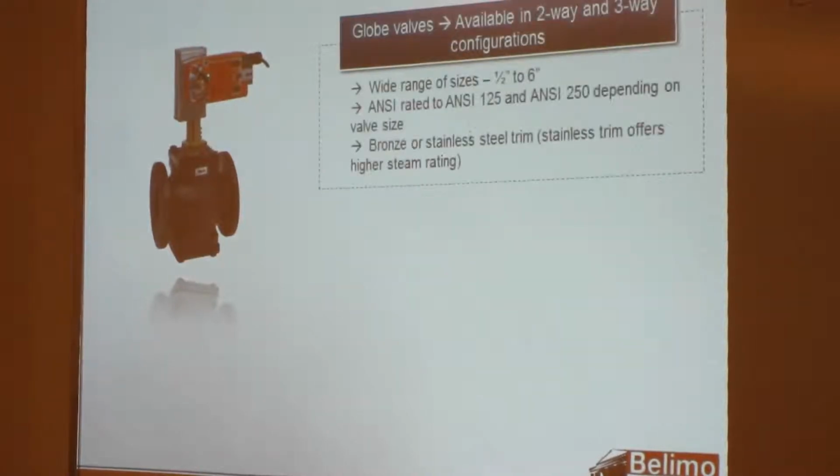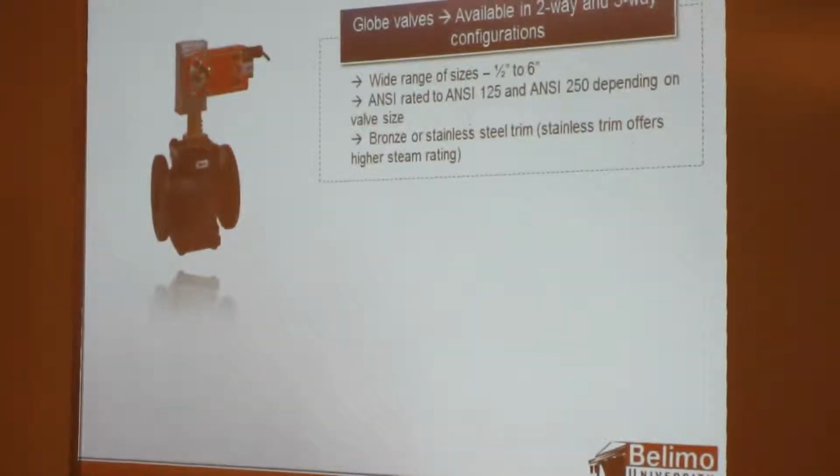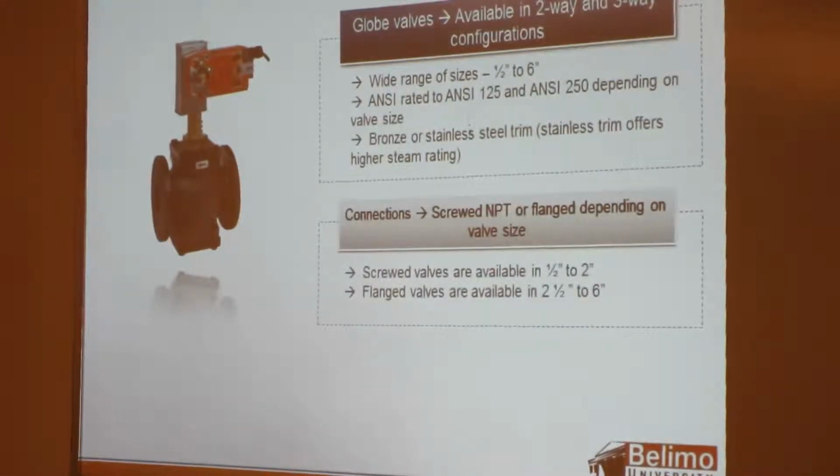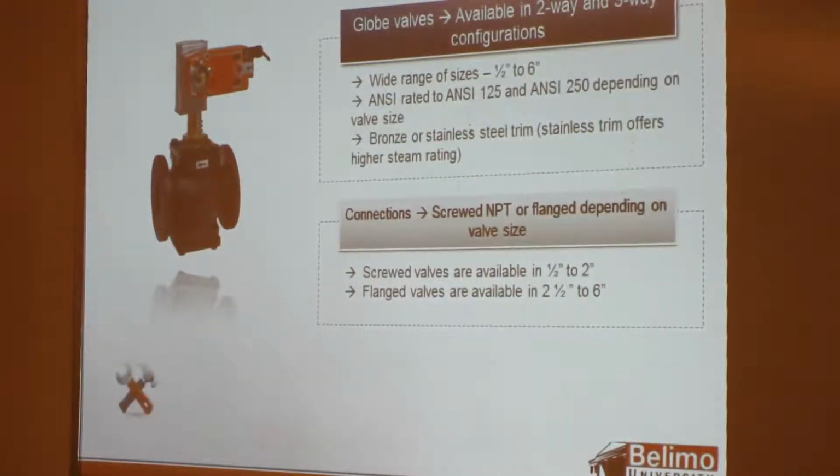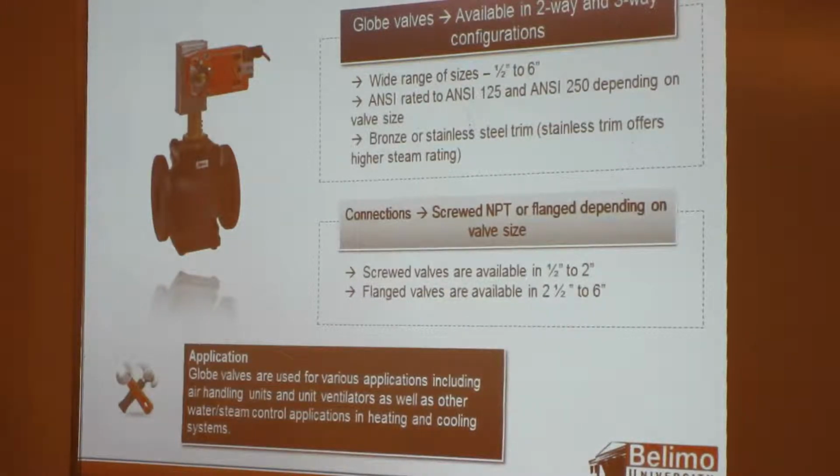Globe valves. Again, available in 2- and 3-way configurations. Globe valves we have available up to 6 inch, so half inch through 6 inch. We have ANSI rated 125 and 250 depending on the size. And again, bronze or stainless trim is available with the stainless offering higher speed. See here, the screwed versions are 1/2 through 2 inch, flanged are 2.5 to 6 inch. Globe valves are used for all types of applications. Air handling units, unit vents, fin tube, pretty much anything that's out there.